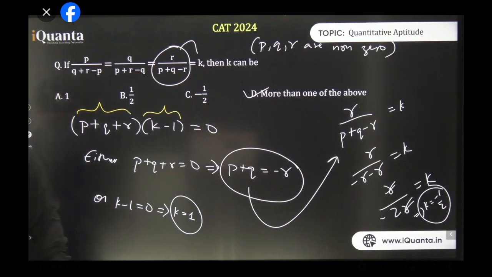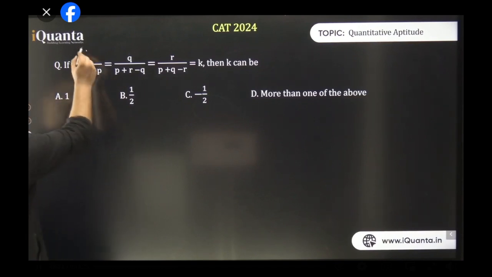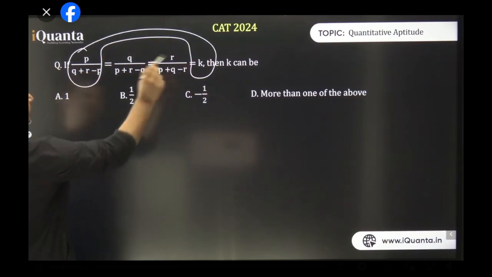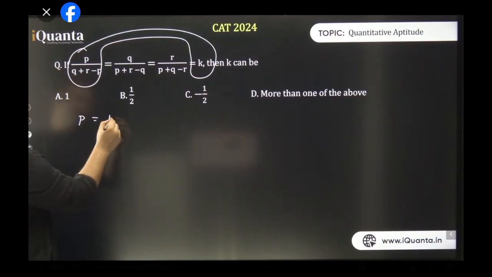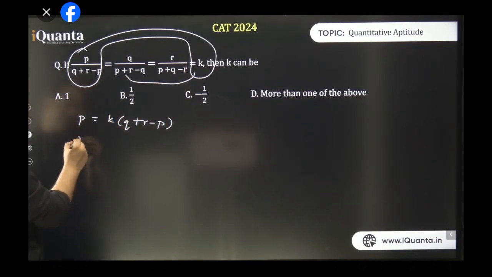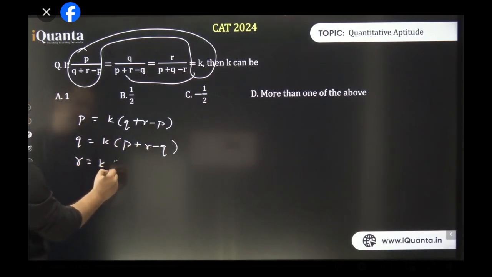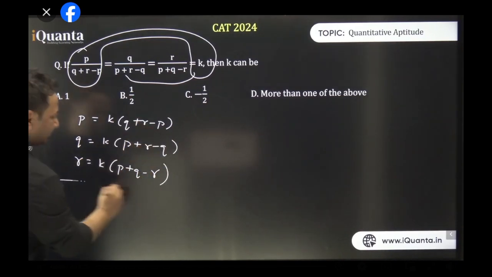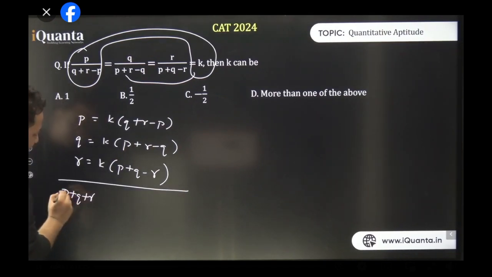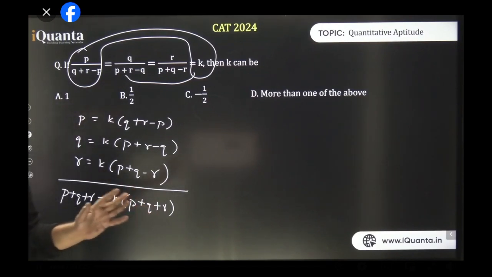Okay, you can't understand, Diksha, because there's a lot of information here. So now I'll repeat the entire question once again quickly. See, solving these two, p upon this equal to k, we can write p is equal to k times q plus r minus p. I'm repeating it all. First and this second ratio, what will we get? Q is equal to k times p plus r minus q. Third one I'll get r is equal to k times p plus q minus r. If I add all of them, the left hand side I'll get p plus q plus r. The right hand side I'll get k times p plus q plus r. Okay? Is that clear?